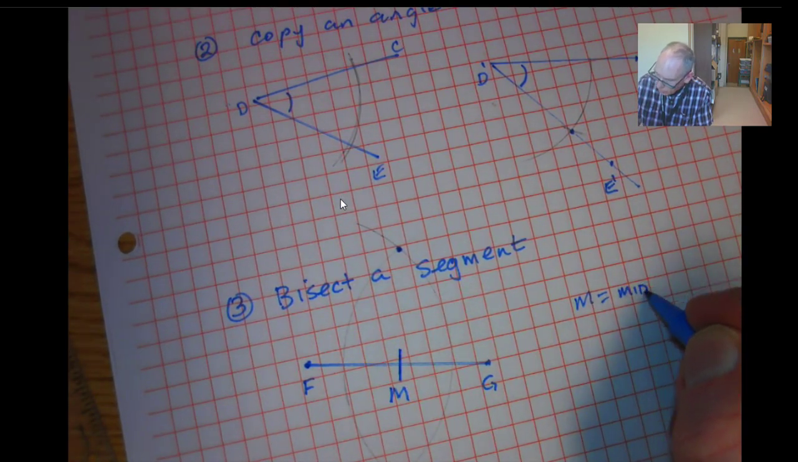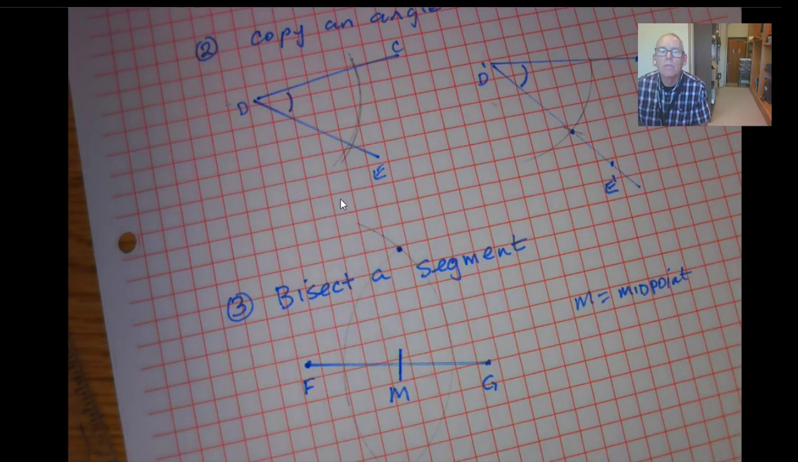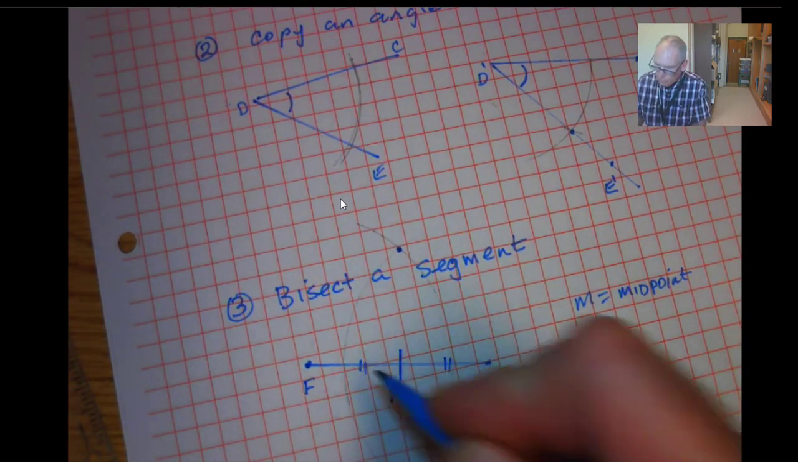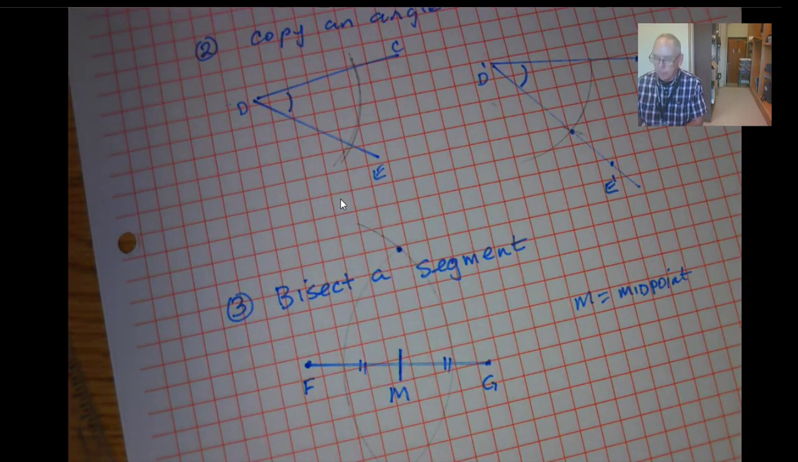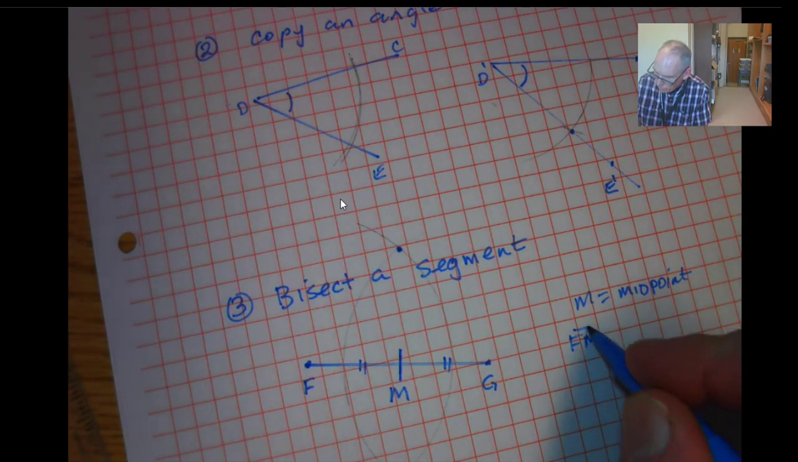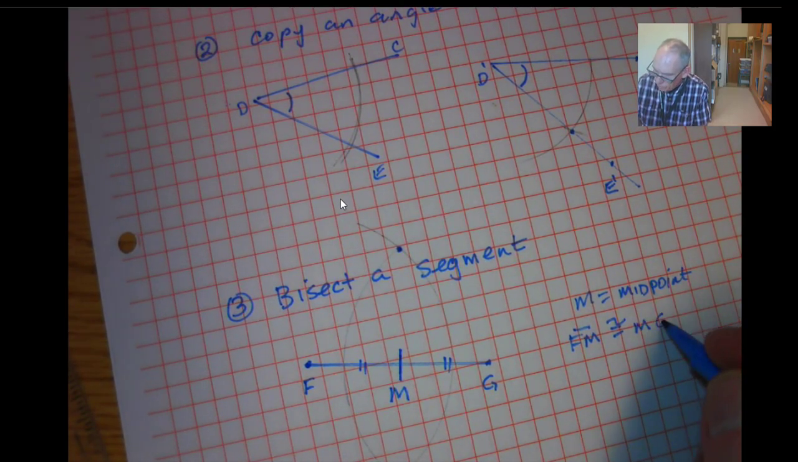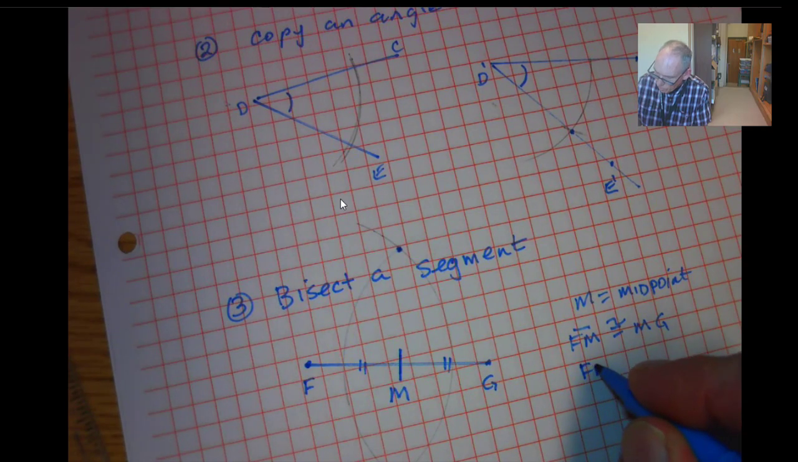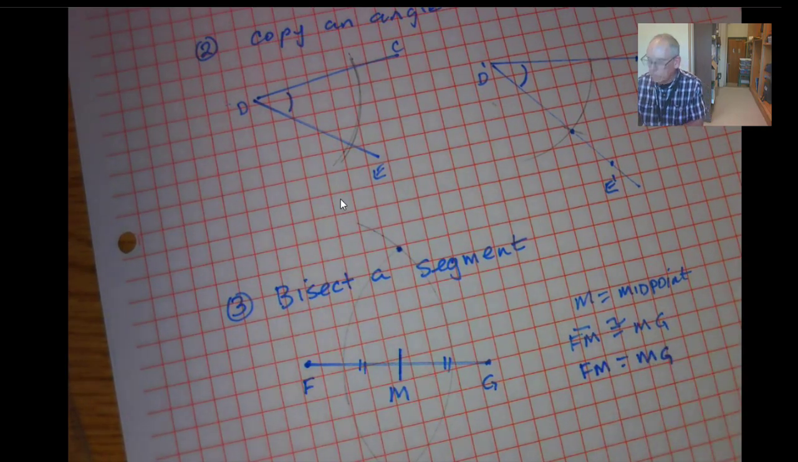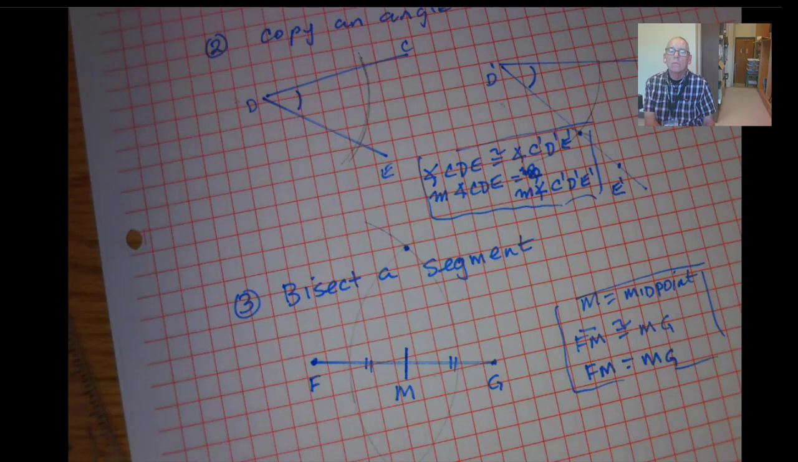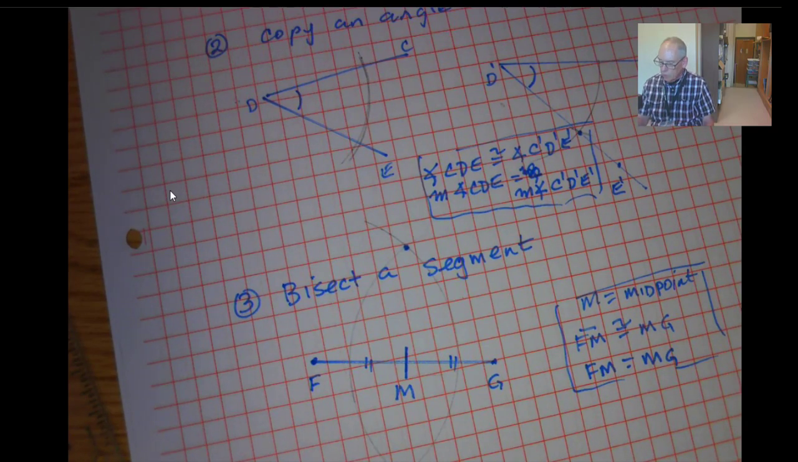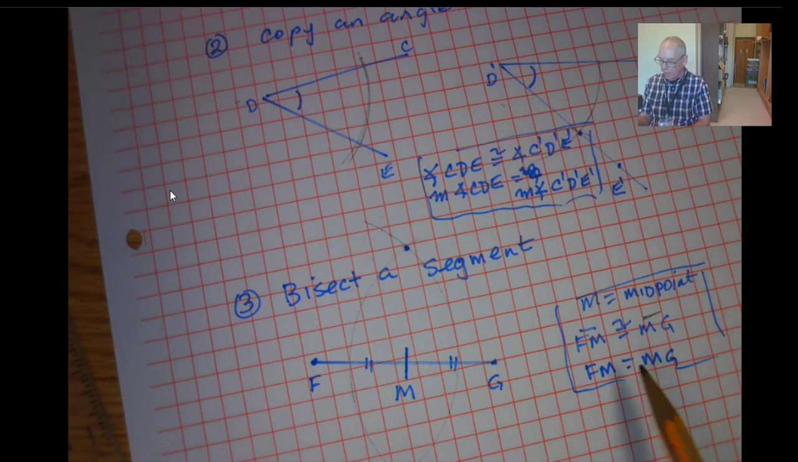This is also basically the same construction as a perpendicular bisector, because that line is going to be perpendicular to our given line, and it's going to pass through the middle. So that's also going to be a perpendicular bisector, which is one of our other constructions. So we could say that M is the midpoint, segment FM is congruent to segment MG, and the distance from F to M is equal to the distance from M to G. We've made congruent segments because M is the bisector.